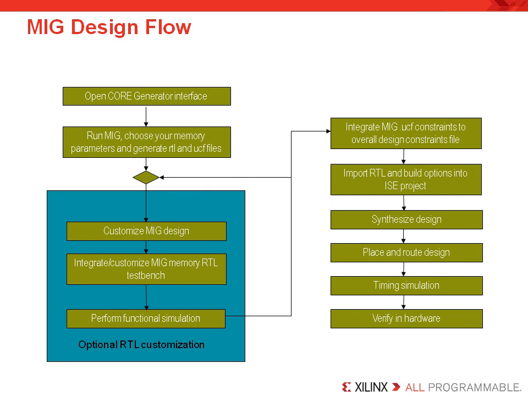After launching the MIG from the core generator interface, you use the wizard to set the system and your memory parameters. The wizard will generate your RTL and the UCF files, which are the HDL source files and your constraints files. Now, these are generated from a library of hardware-verified designs, and your inputs are used to directly modify these files. The code is not encrypted, and you have the flexibility to change and customize the RTL files at your choosing. After the optional code change, you can perform additional simulations on your design. The next step is to import the files into the ISE software project, followed by synthesis, place and route, timing simulation if needed, and finally verification on your hardware demo board.